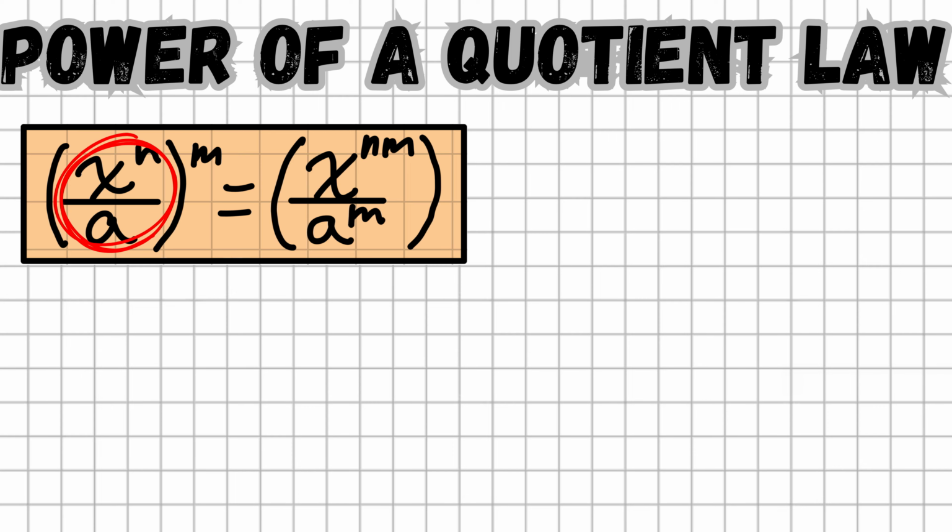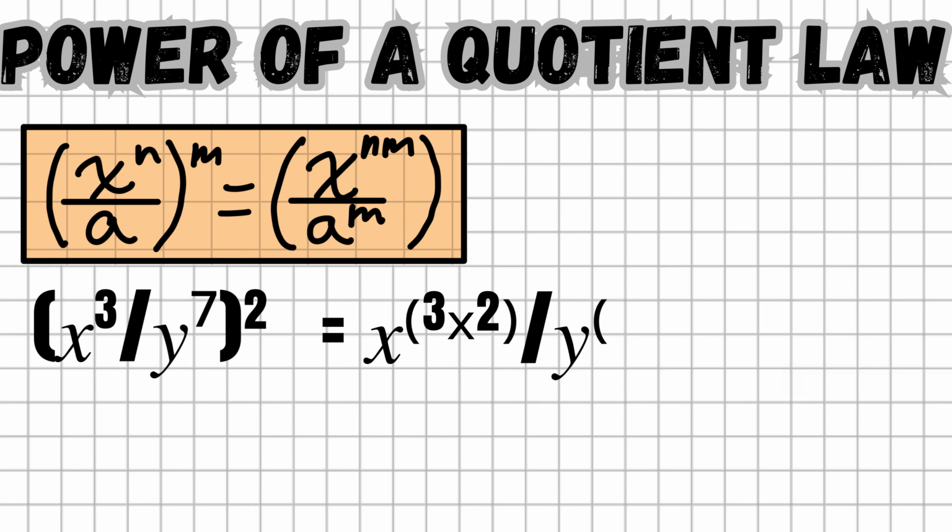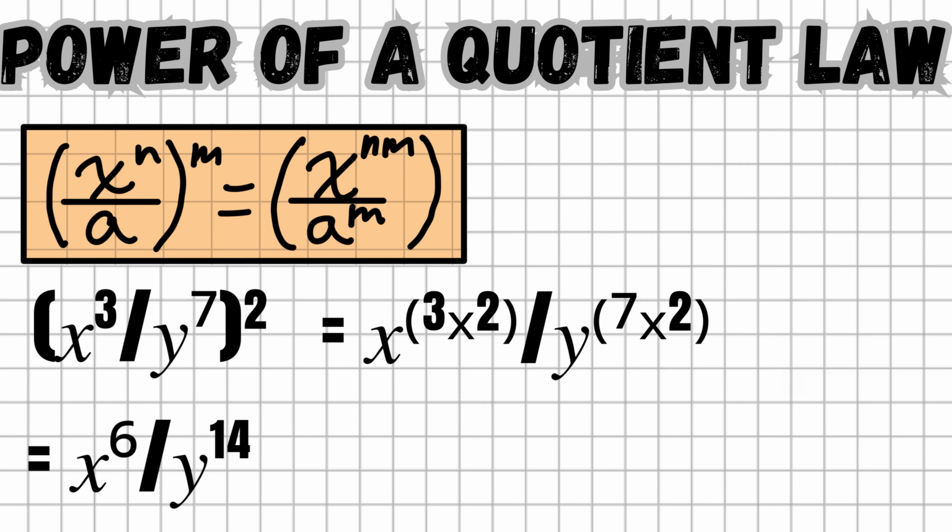Next is the power of a quotient law. When raising a fraction to a power, apply the exponent to both the numerator and the denominator. An example is x to the power of 3 over y to the power of 7, all raised to the power of 2. This becomes x to the power of 6 over y to the power of 14.